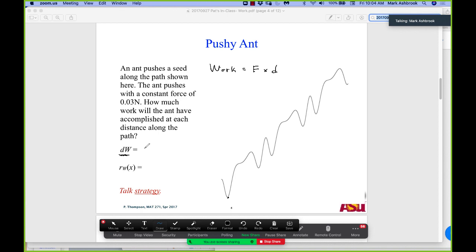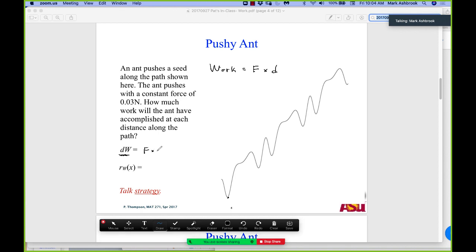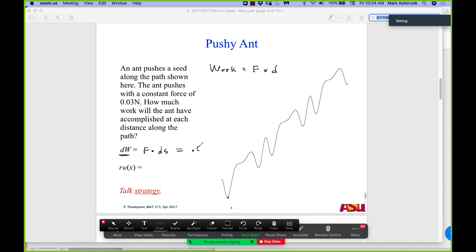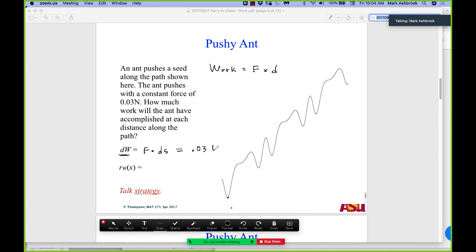So what's our force? 0.03. Right. And what's arc length? ds. Good. And that's what Navin said too. So what's our force? 0.03. And then we have ds. And what is ds? Square root of 1 plus the derivative of the function squared. Right, so this curve represents some function f. So it'd be f prime.